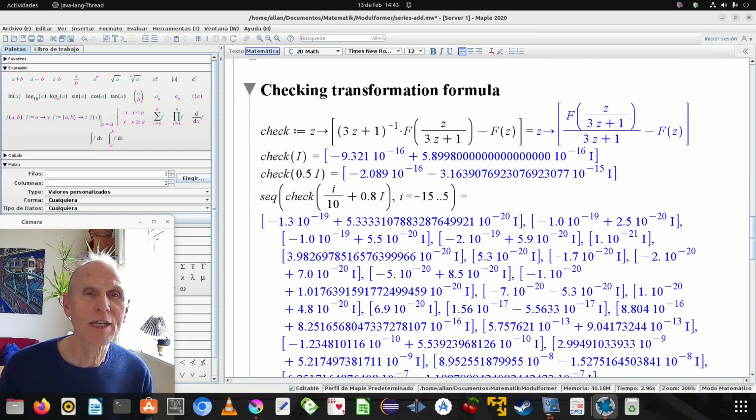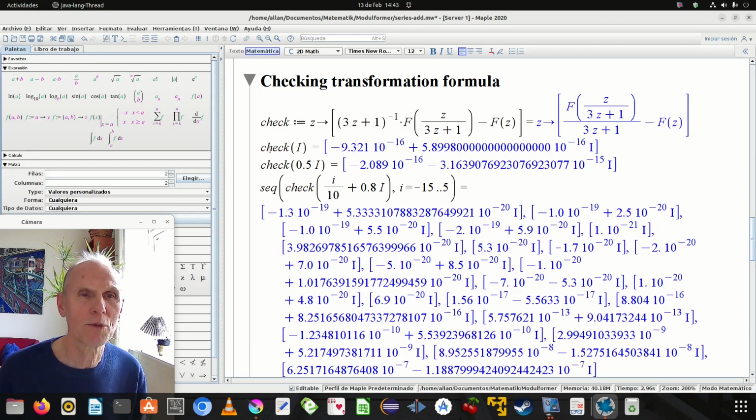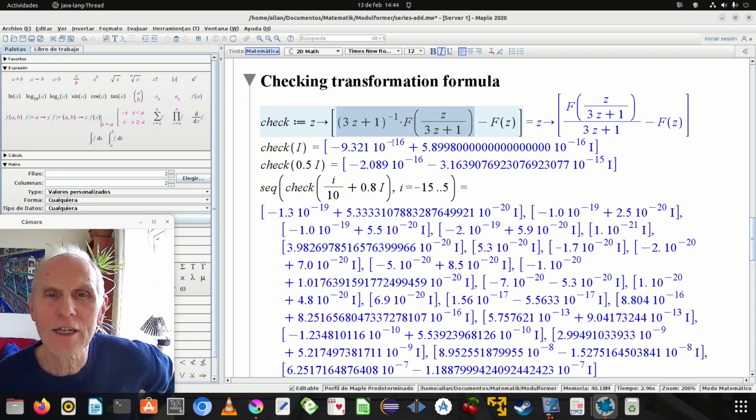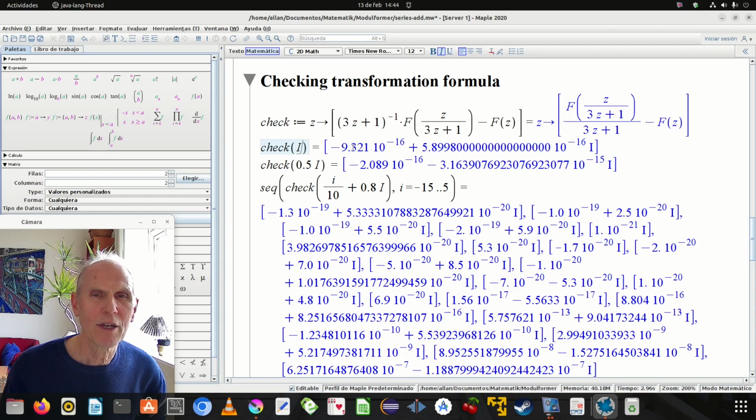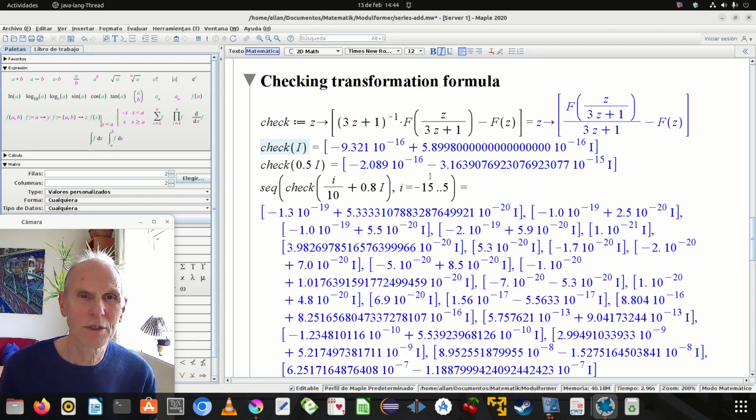Now, the interesting thing was to check the transformation formula. So I make a check which computes the original value and the value we have to check it against, and just print the difference. So the imaginary unit, that gives 10 to minus 16th. That's not really satisfactory. But alright, it's not far off.